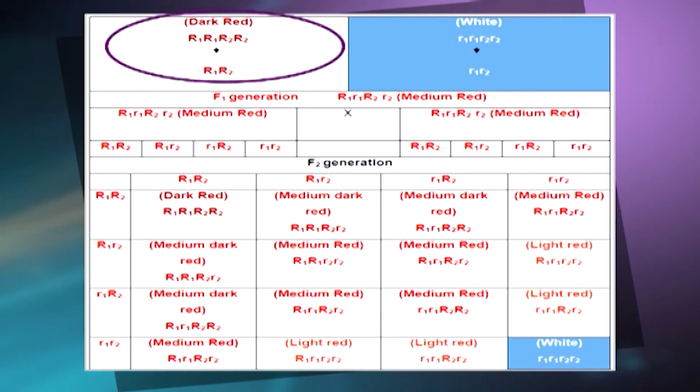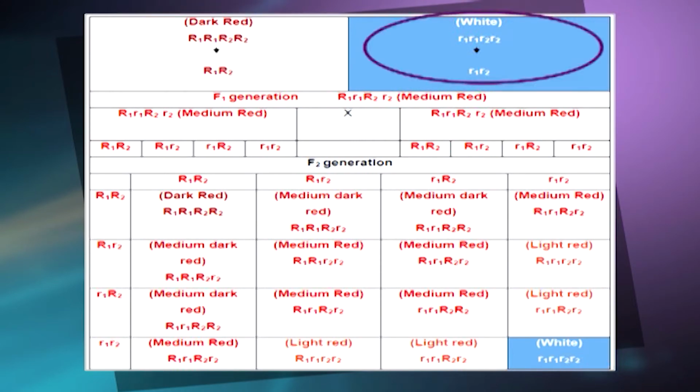A dark red grain color in wheat, represented by all capital R, and white, represented by all small r, were crossed, and all the progenies produced in the F1 generation have the phenotypic character medium red, and the genetic constitution is capital R, small r, capital R, small r. But in the F2 generation, all the progenies show a variation in the phenotypic expression.